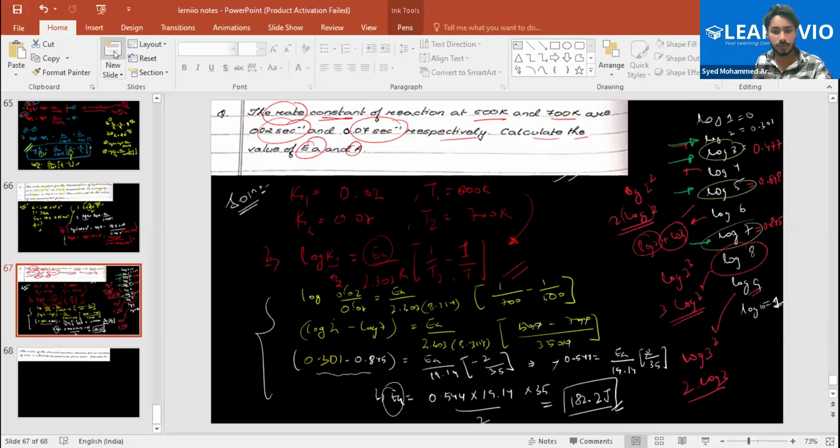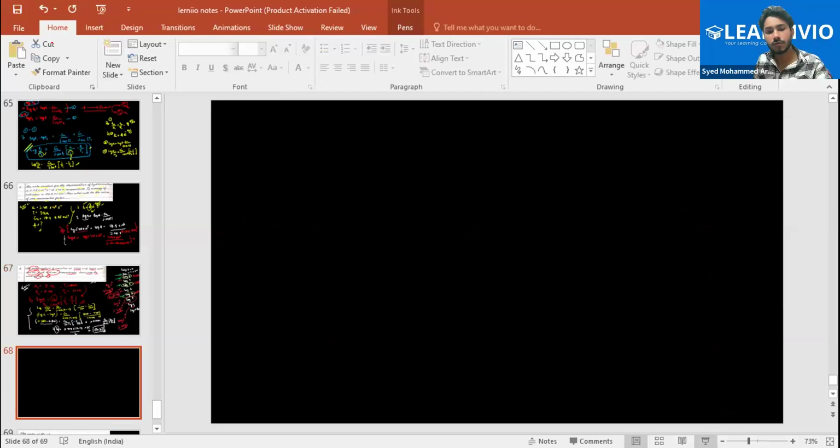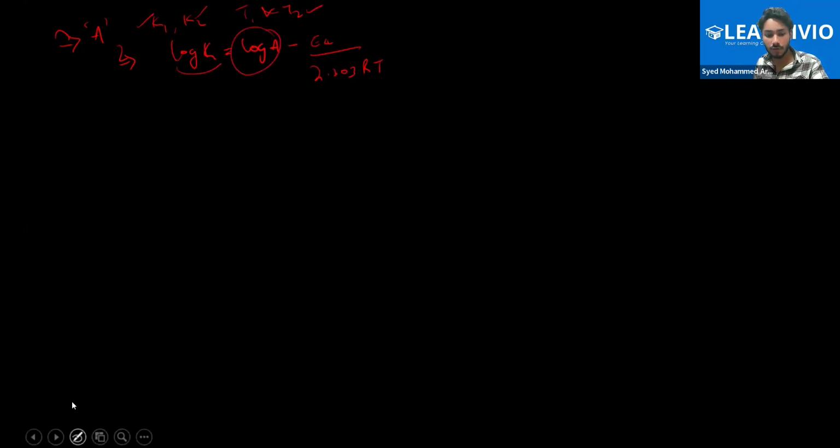For solving A, you have to apply the formula log K equals log A minus EA upon 2.303 RT. Just put the value of K. We have two, K1 and K2, and two temperatures, T1 and T2. Which K and which temperature do you take? If you want to solve for T1, then you take K1, and if you want to solve for K2, then you take T2, because this is the constant thing.